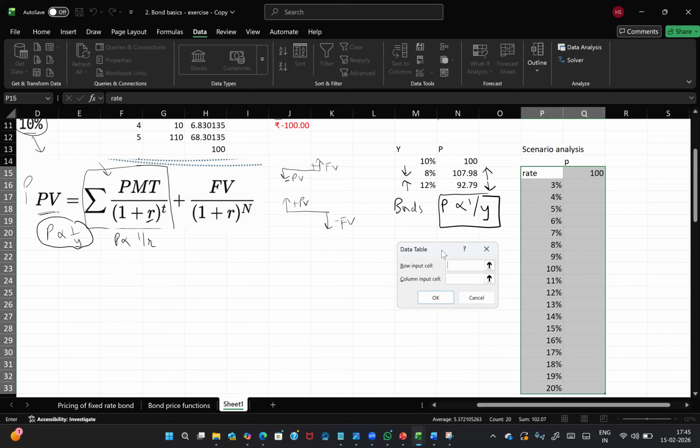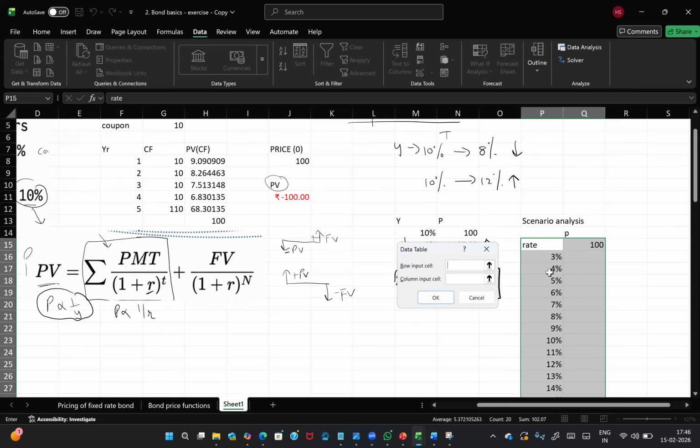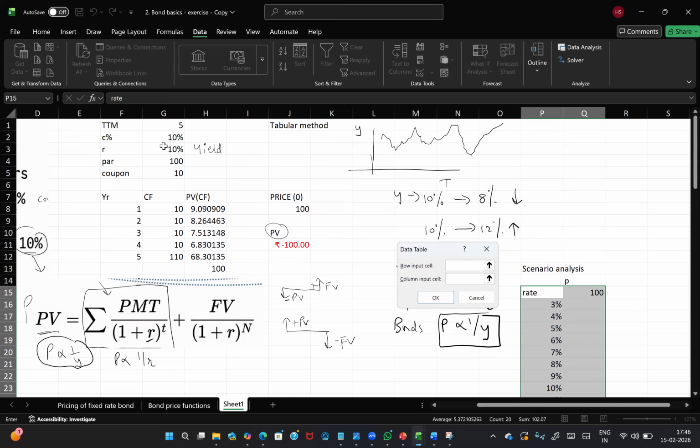I get this dialog box, and it's asking me, where is my base variable? Now, what is the base variable here? What is changing? Can I say the rate is changing? And where is the rate defined? Can I say the rate is defined in cell G3? G3 cell is where the rate is defined. And can I say all those rates are defined in column P for me? All those rates which are changing, 3, 4, 5, 6. Can I say those are defined in a column?